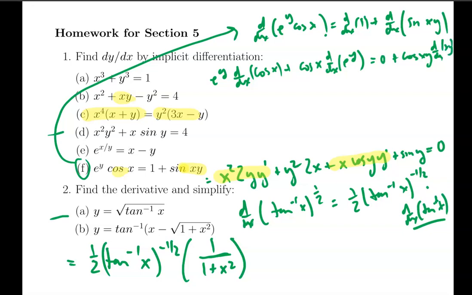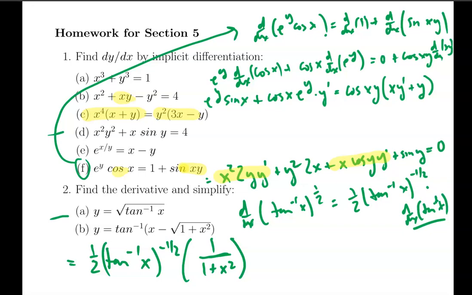Okay, so I have e to the y. The derivative of cosine x is sine x, plus cosine x times the derivative of e to the y, which is e to the y times y prime, because it's implicit. Okay, is equal to, I don't need the 0 anymore, cosine xy times the derivative of xy, which is x times the derivative of y, which is y prime, plus y times the derivative of x, which is 1. Okay, so that was a product rule for the derivative of xy as well.